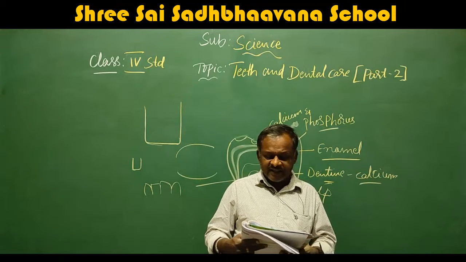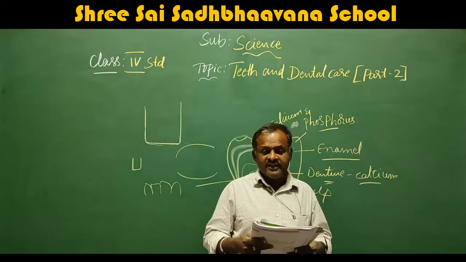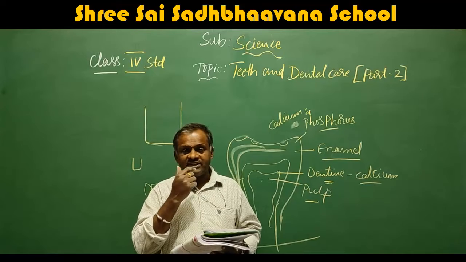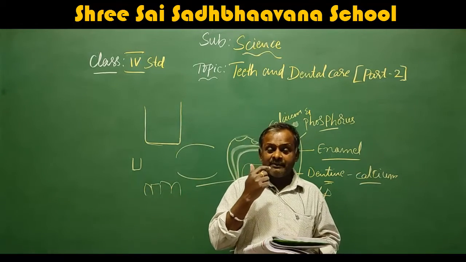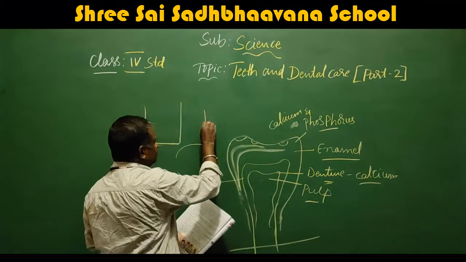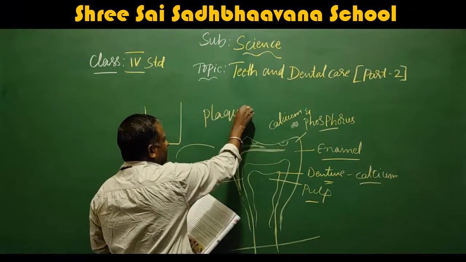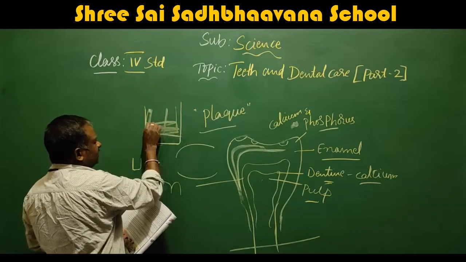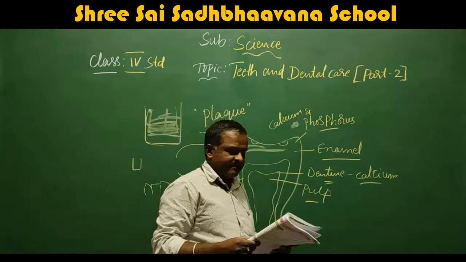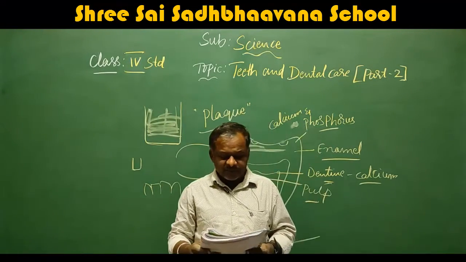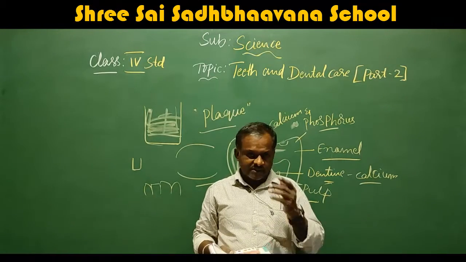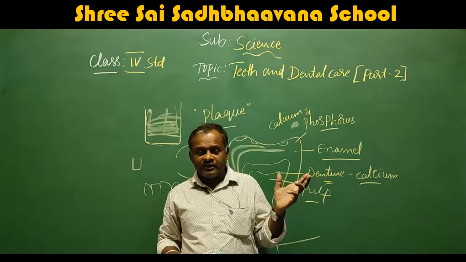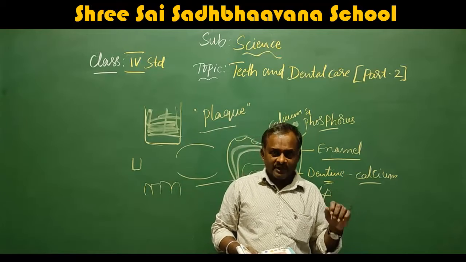We should clean them regularly, otherwise germs can grow and form a sticky yellow layer. And also we have to brush them regularly, otherwise the sticky yellow layer, that is called plaque. Plaque will form on the surface of the teeth. Like this, yellow color will form on the teeth. It also damages the tooth. Proper brushing with the toothbrush, toothpaste and water can remove this plaque. For that reason, early morning we have to brush, and before going to sleep also you have to brush the teeth.